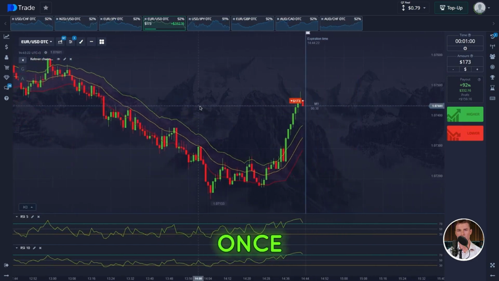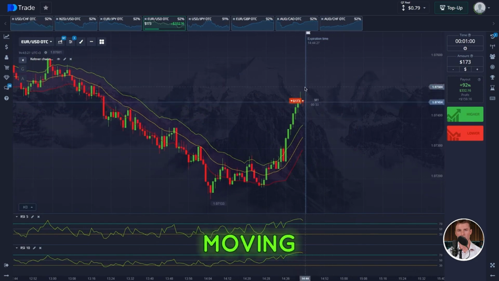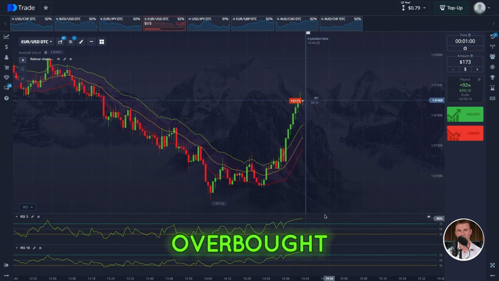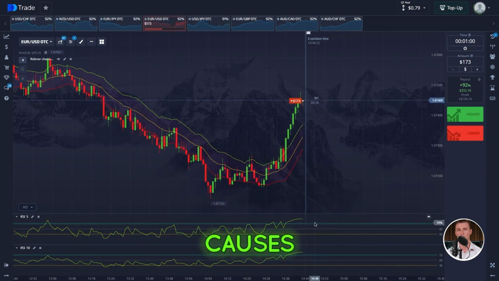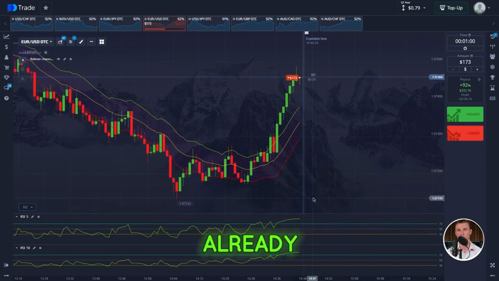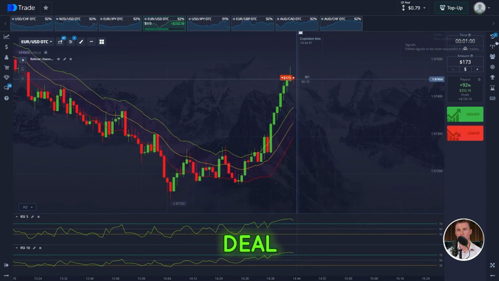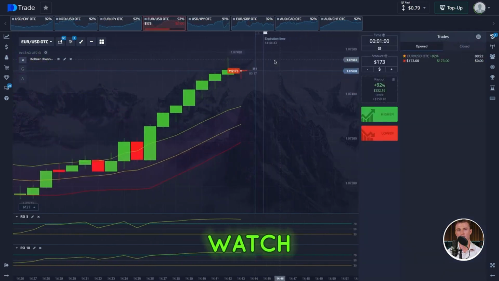We are once again forming a new local maximum. The moving lines of the oscillators are in the overbought area. What causes the market to be oversaturated? They need to exit already. The price needs to be adjusted, which is why we are opening a deal here to reduce. Let's watch the result.